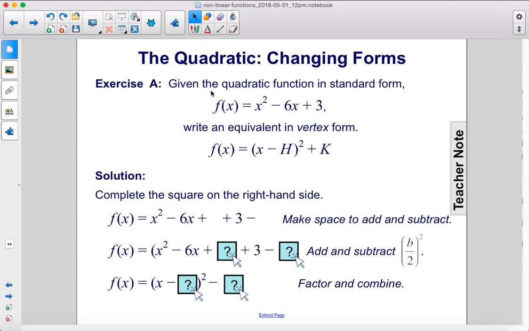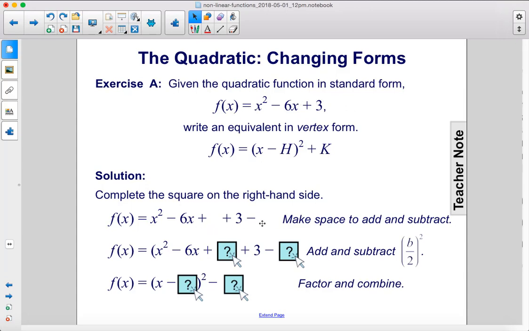Exercise A. Given the quadratic function in standard form, f of x equals x squared minus 6x plus 3, write an equivalent in vertex form. Alright, so complete the square on the right-hand side. So we can complete the square just on this portion here.